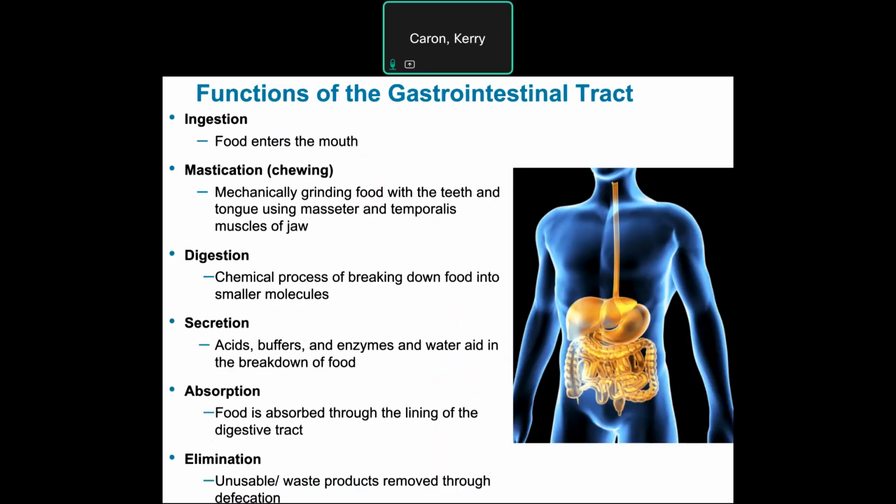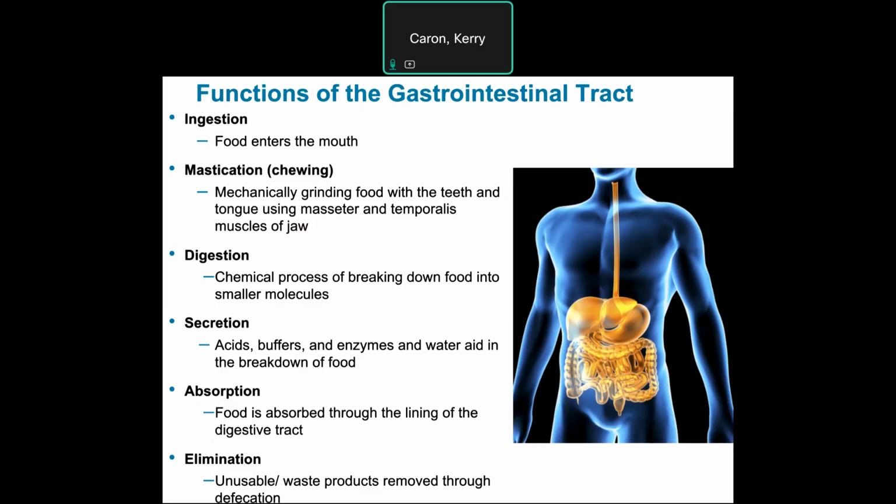Summarizing the functions of the GI tract. Ingestion, we're taking food in. Mastication, I'm not sure we use that word, but that means chewing. That's another physical or mechanical digestive process. We grind the food down. We're not swallowing whole food, hopefully. Grinding food down with our teeth and our tongue using the muscles of our jaw.